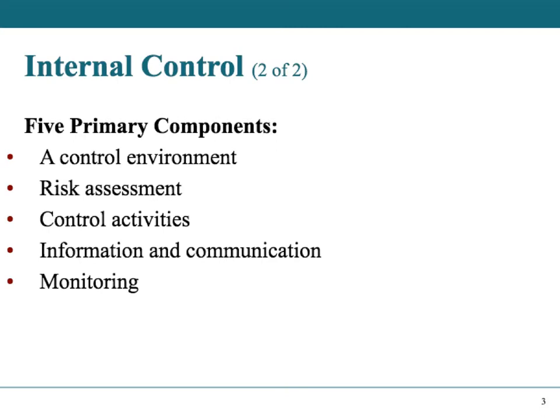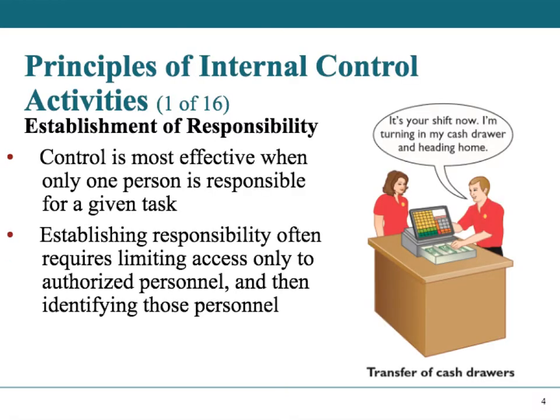Internal controls have 5 primary components. I will not test you on these 5. If you take auditing, you'll have to go through these. What I will test you greatly on is the 6 principles of internal control activities. So here's one of them, and we have 6 in total. If you go through your chapter, you'll find where they're all listed.